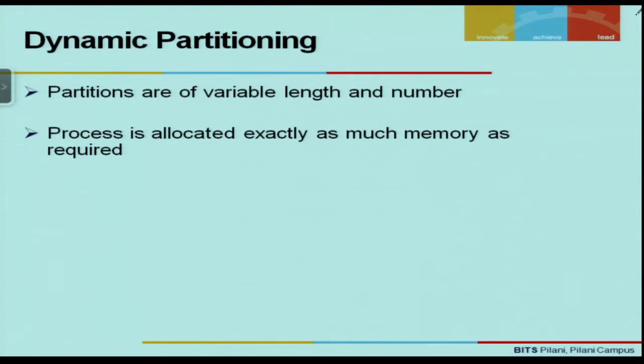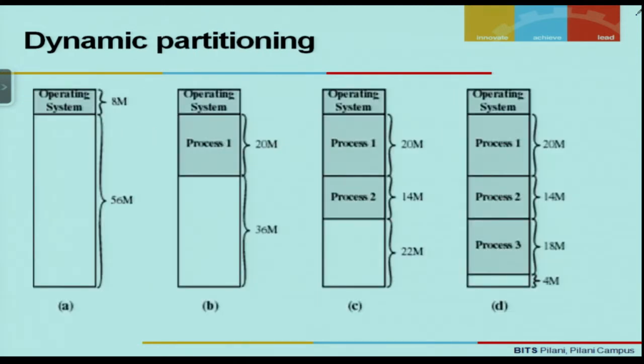In case of dynamic partitioning of memory, memory is partitioned at runtime. The partitions are of variable length and can be a varying number, and the processes are allocated exactly as much memory as is required by the process. Here we would just see an example of how dynamic partitioning functions.